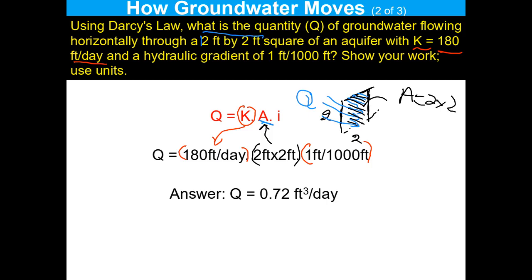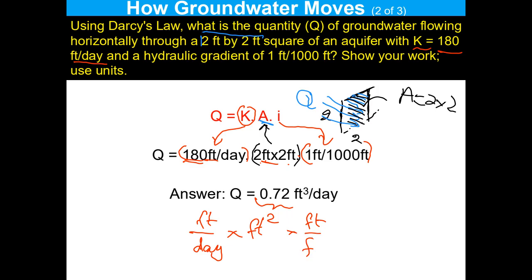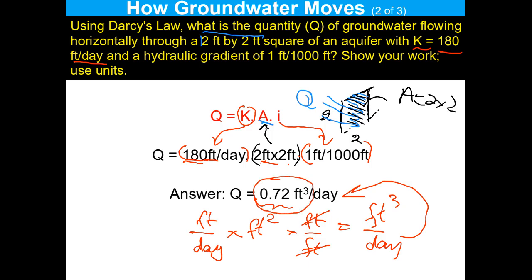Once you have this, you multiply 180 by 2 times 2 by this, and if you multiply the numbers, we get 0.72. If I look at the units, I have feet per day, times feet squared, and feet divided by feet cancel. Feet times feet squared is feet cubed divided by day, and that's my unit, feet cubed per day. Meaning that every day we have 0.72 cubic feet of water flowing through a section of 2 by 2. That's what it means.